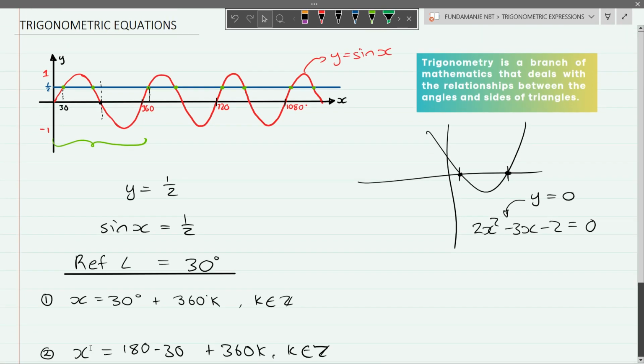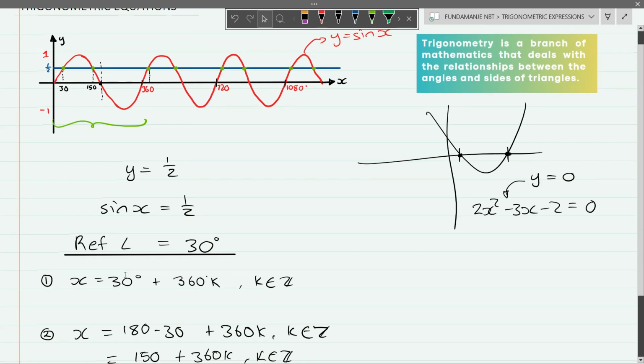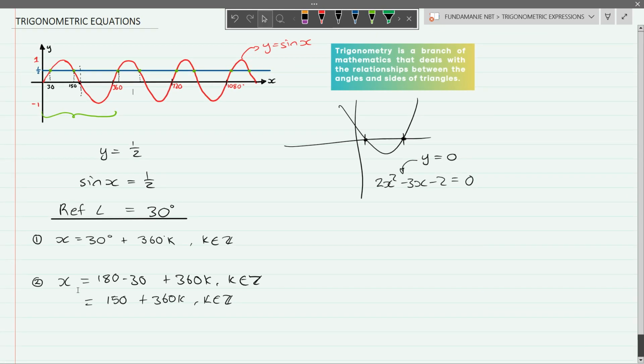These are your solutions. So this would be the second solution over here at 150. And again, this repeats after every 360 degrees. So the next one is going to be 360 plus 150, which if you add it up would be 510. So that would be at that point over here. And that's about it. So that's how you work with trig equations.